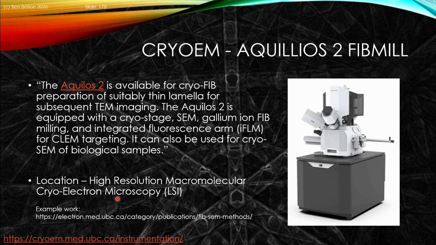The Aquilos 2 FIB mill system, and I quote the instrument website. This is based in the Faculty of Medicine, and this is specifically set up for cryo-FIB preparation, for thin lamella, for subsequent TEM imaging in particular. So it's set up with a cryostage, SEM, and a gallium ion source, and it's integrated with an integrated fluorescence arm for effectively, you can do, I think it's photoluminescence electron microscopy targeting, and can also be used for cryo-SEM of biological samples. And so that's a nice analytical setup for cryo and bio applications.